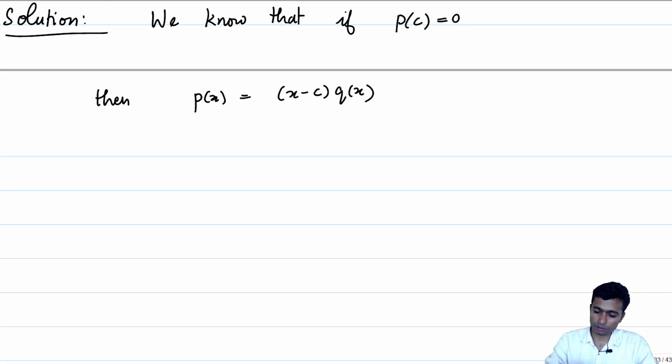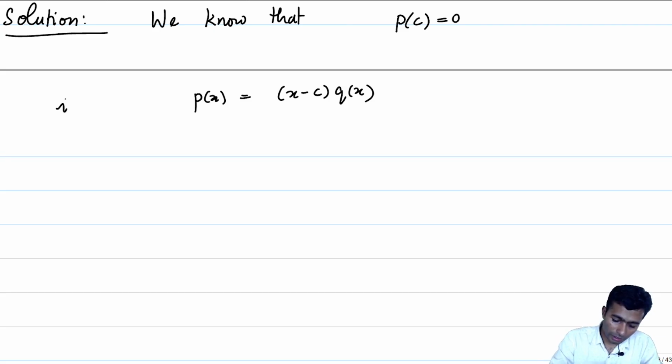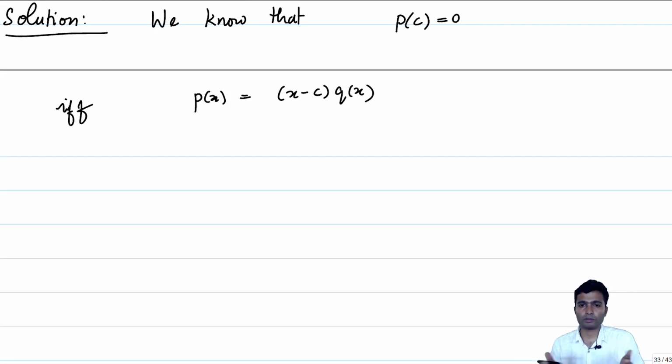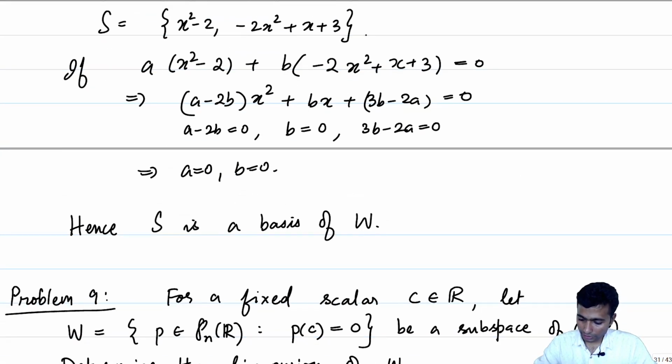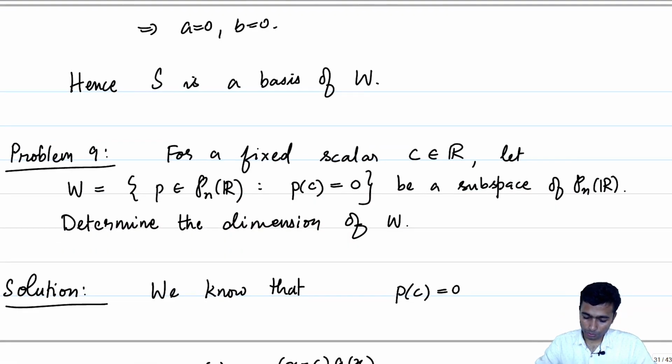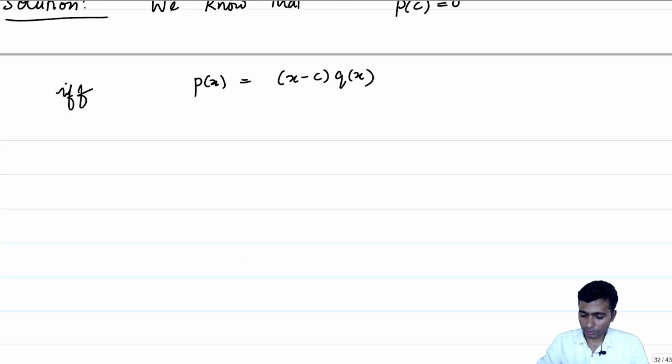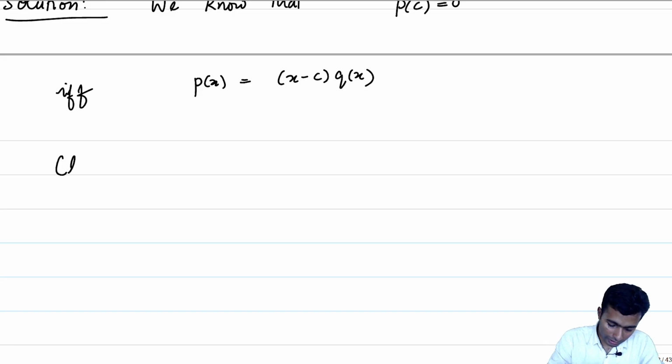So it's if and only if, in some sense. P of c is 0 if and only if this is the case. So if you look at Q of x varying over all polynomials with degree 0 to n minus 1, this is Pn of R, which is up to degree n. In particular, if Q of x is any polynomial up to degree n minus 1, we should be able to get hold of this. So that gives us a natural candidate. Let me put it as a claim.